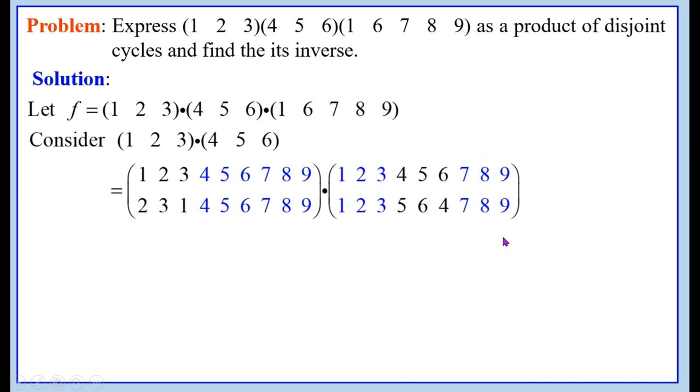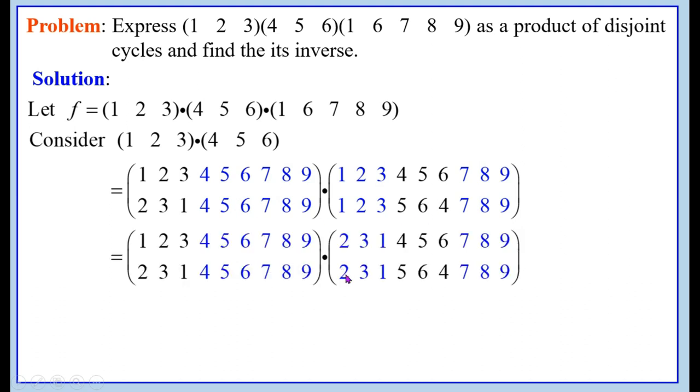We are going to take the product of these two permutations. We have rearranged the columns of the second permutation: 2, 3, 1, 4, 5, 6, 7, 8, 9 on top and the same below. Let us check whether we have written the correct images or not. 2 goes to 2, yes. Image of 3 is 3. Image of 1 is 1. Image of 4 is 5, yes. Image of 5 is 6, yes. Image of 6 is 4. 7, 7, 8, 8, 9, 9, yes.